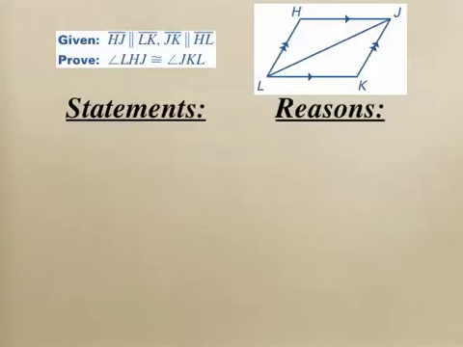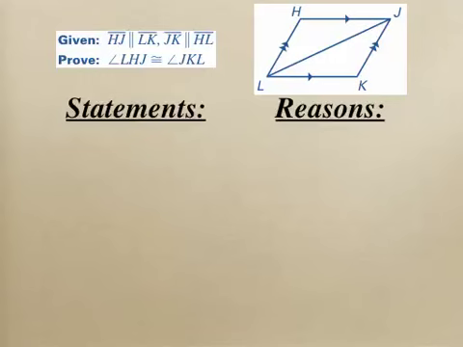We are given that HJ is parallel to LK, and we are given that JK is parallel to HL. We're asked to prove that angle LHJ is congruent to angle JKL. If you look at angles LHJ and JKL, first of all, notice that we have 2 triangles, and those 2 angles would be corresponding angles between the 2 triangles. So if we can prove that the 2 triangles are congruent, then I will be able to prove that the 2 angles are congruent because corresponding parts of congruent triangles are congruent.